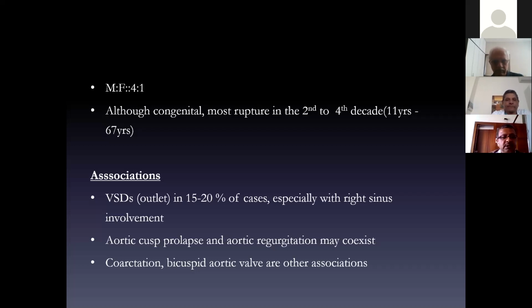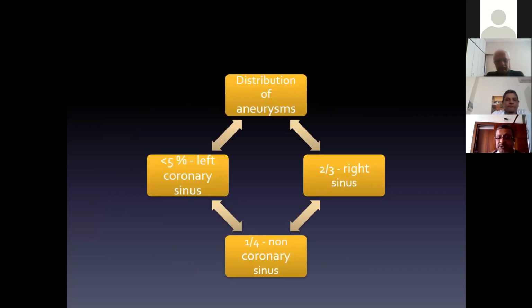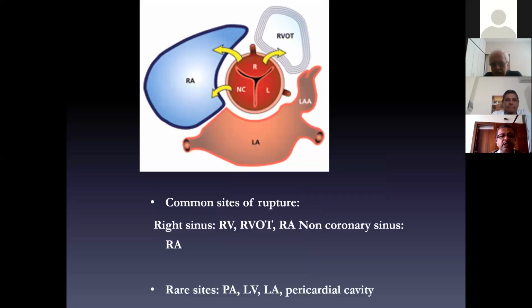What are the associations? VSDs are not uncommon with RSOVs. It constitutes 15 to 20%, with the right sinus involvement predominantly. Aortic cusp prolapse and aortic regurgitation may coexist. Then coarctation, bicuspid valve, and other associations. So what is the distribution of the aneurysms? Majority of the aneurysms seen in our series are from the right coronary sinus. The rest are from the non-coronary sinus. Left is extremely rare. And most of the times, in the 2 cases I have encountered, they are all acquired, not congenital.